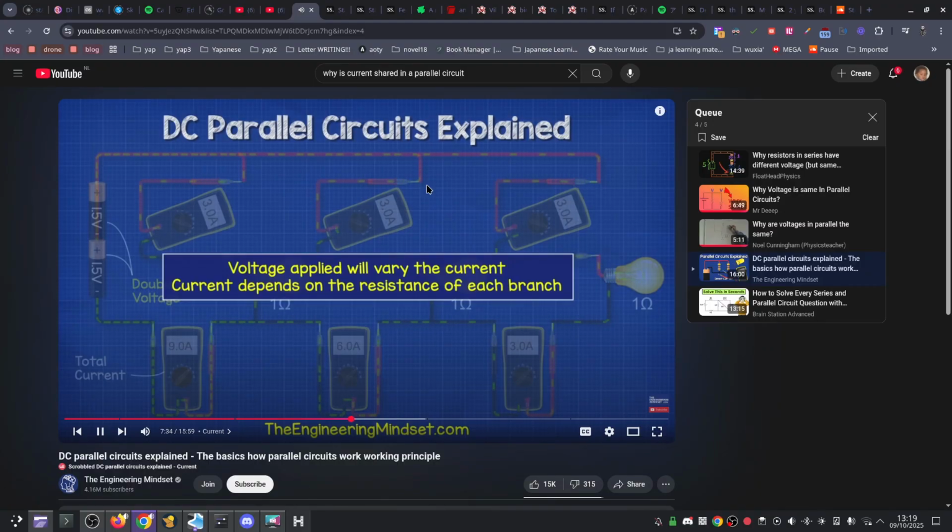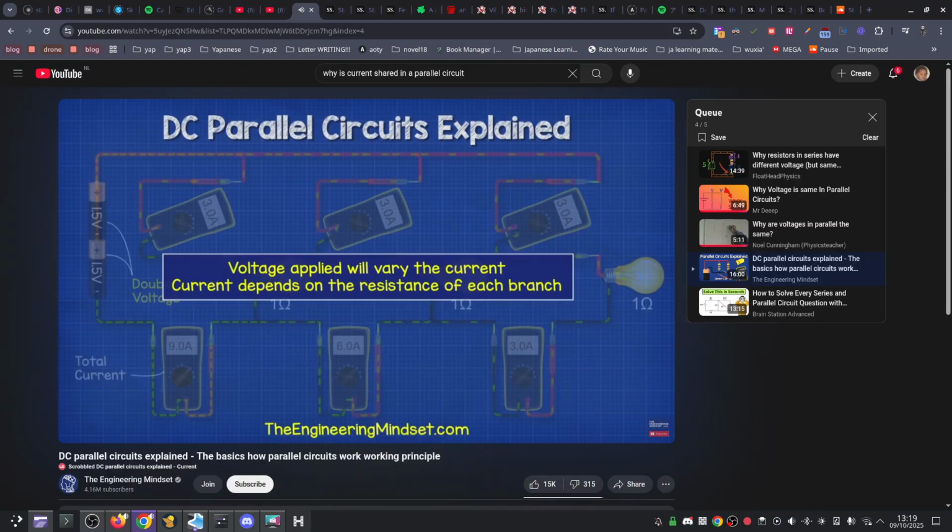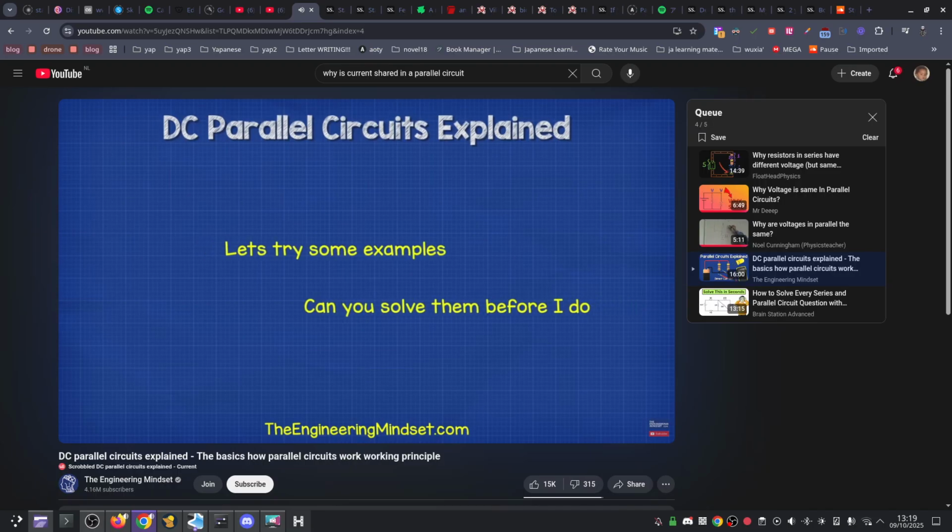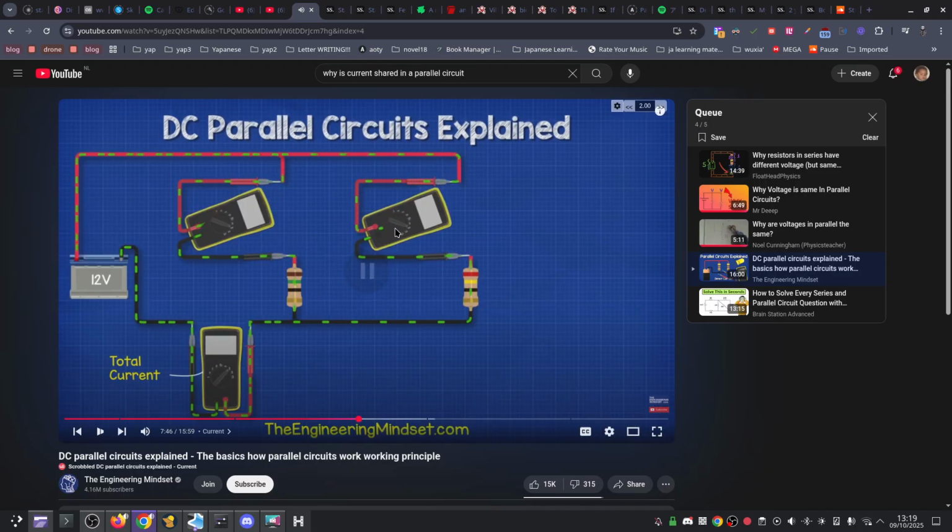The total current also varies with the resistance of each branch and how many branches are connected. Let's see some more detailed explanations on how to calculate this. See if you can solve this before I do. Take this simple parallel circuit with 2 resistors and a 12 volt battery. Resistor 1 is 15 ohms and has a current of 0.8 amps. Resistor 2 is 24 ohms and has a current of 0.5 amps. So what will the multimeter read for the total current?